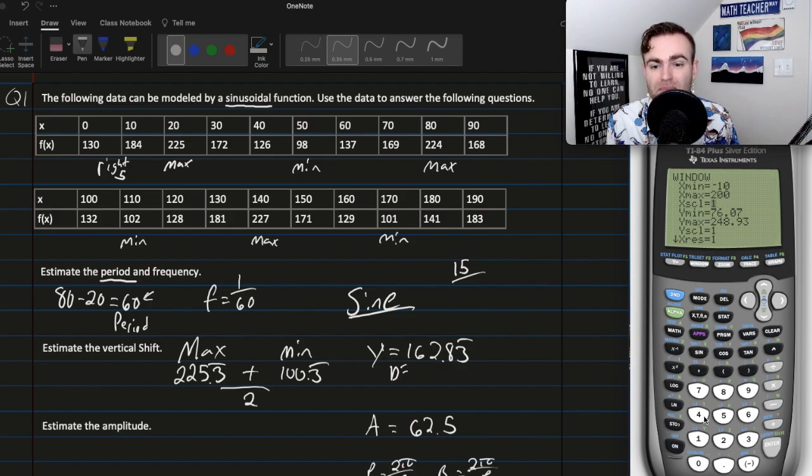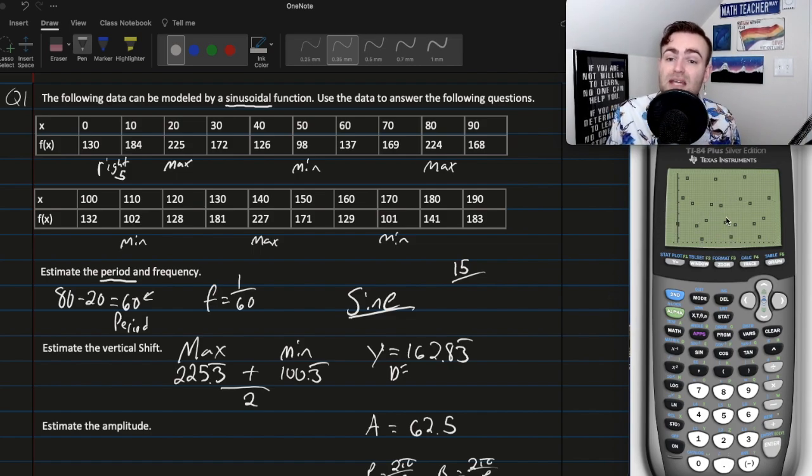And it doesn't make sense to increment by 1. Let's increment by 10, because that's what we're doing here. Y's, well, my lowest minimum is like 98, so let's go like 90. Largest maximum was 227. Let's go with like 235. Doesn't make sense to increment that by 1 either, so let's do like 25. If I graph that, I can see a little bit nicer. It's a little bit more exaggerated, but I can see that my data definitely makes some sort of like sinusoidal-esque graph, right? So now let's find the regression.